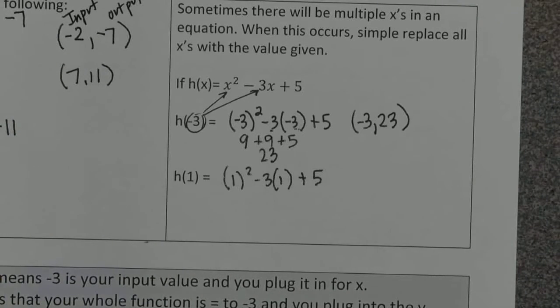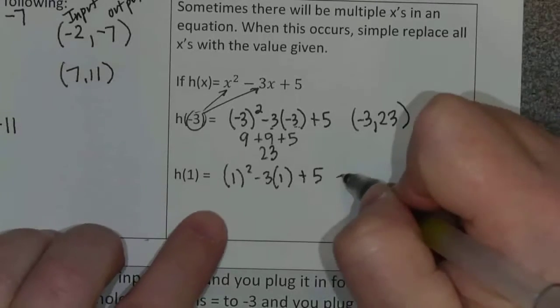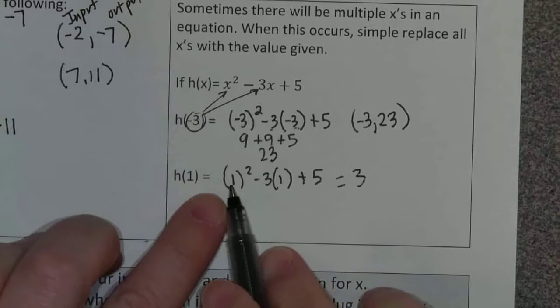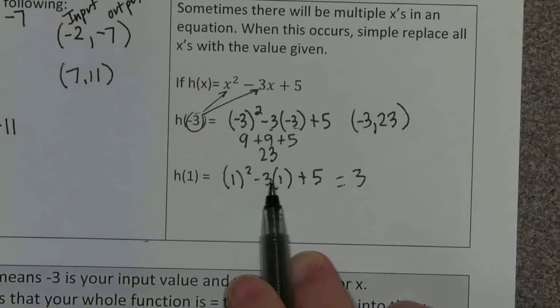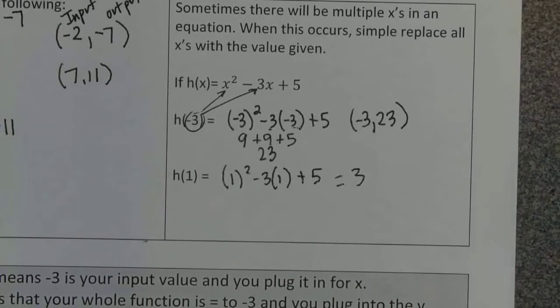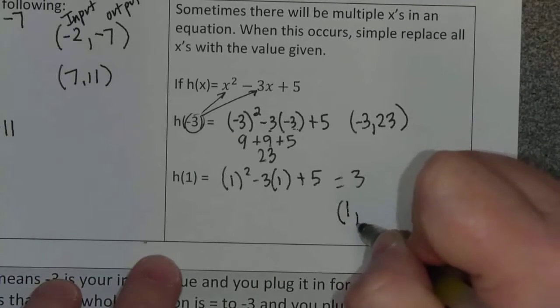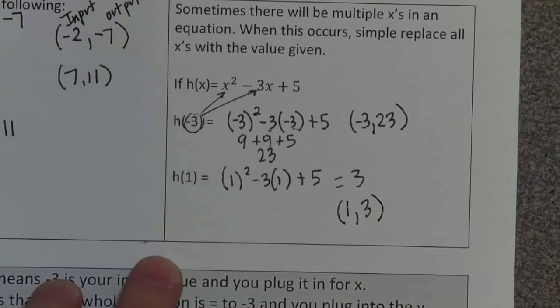Did you say 3? Yeah, it is 3. The reason is you'd have 1 minus 3, which would be negative 2. Negative 2 plus 5 is 3. So when we put 1 in, we got 3 out.